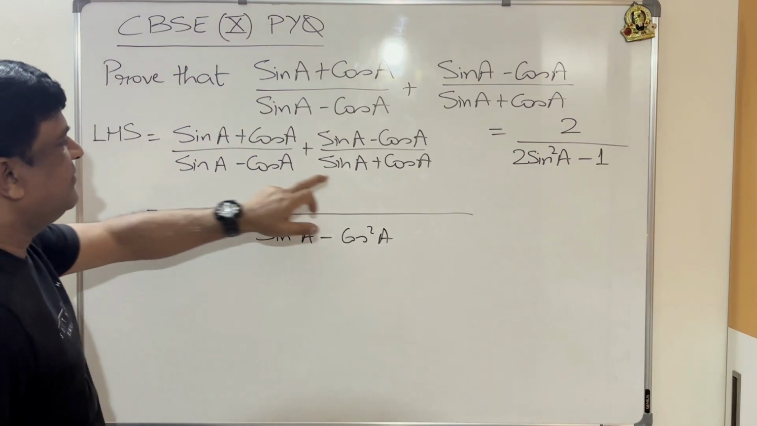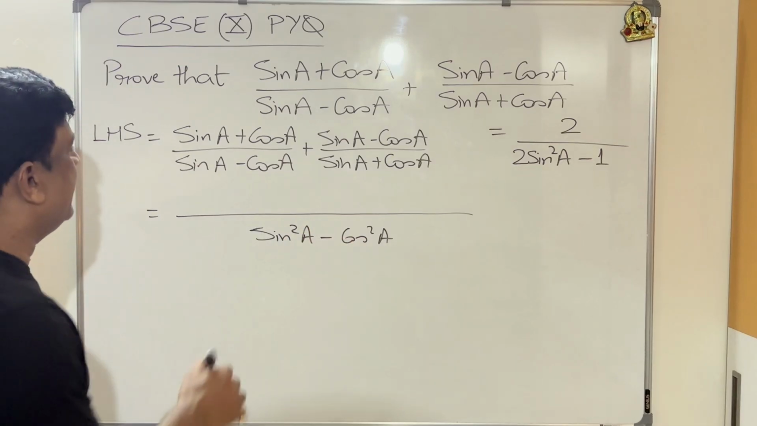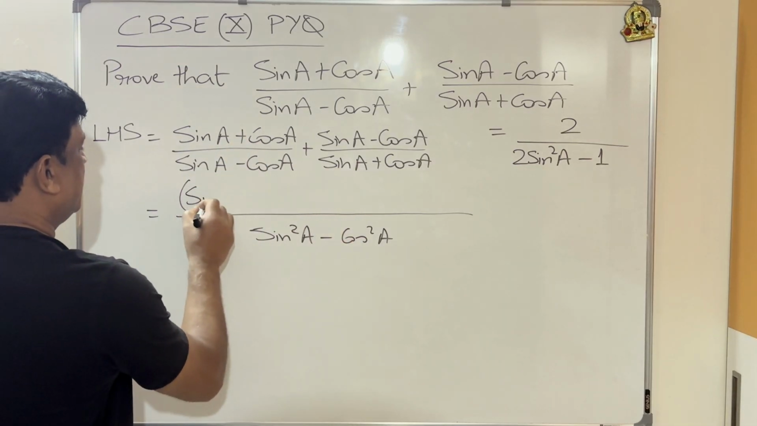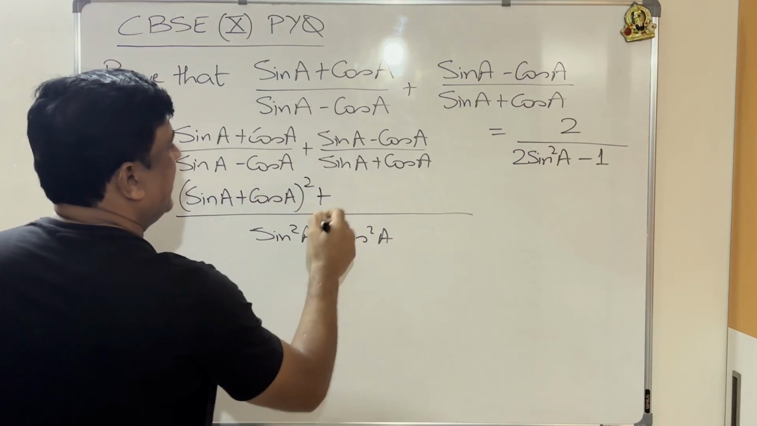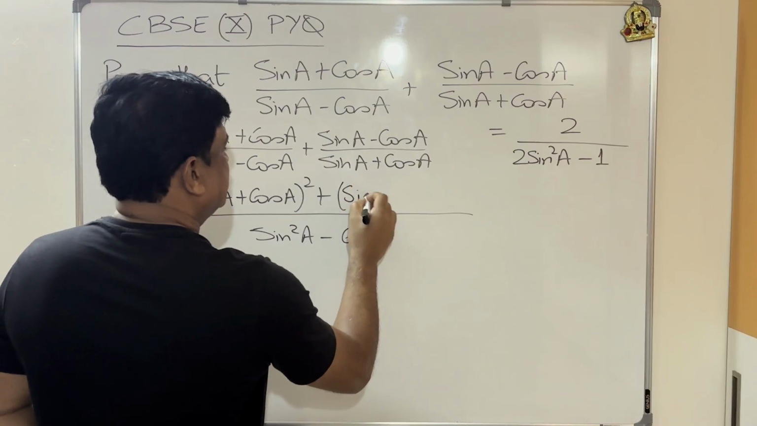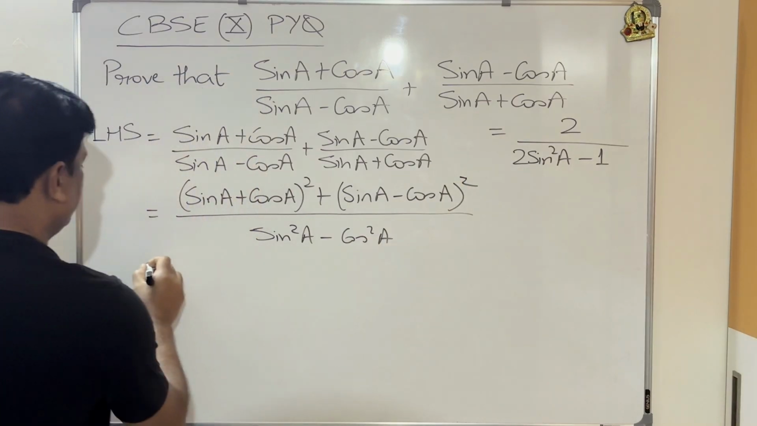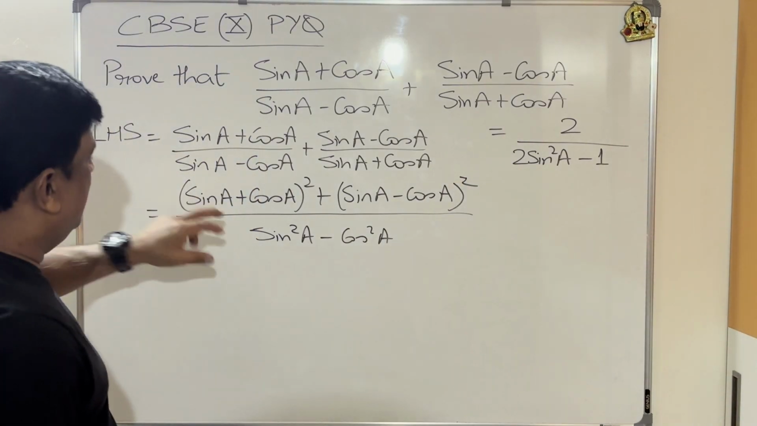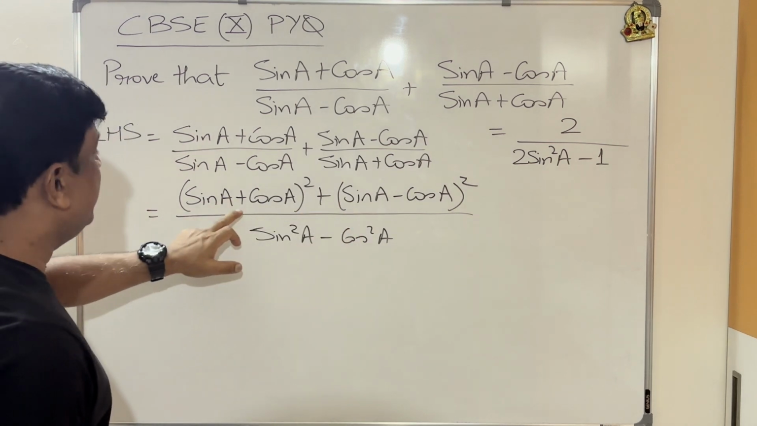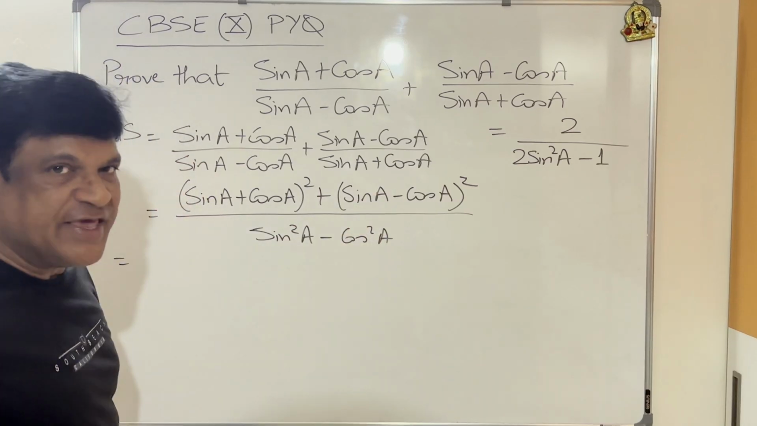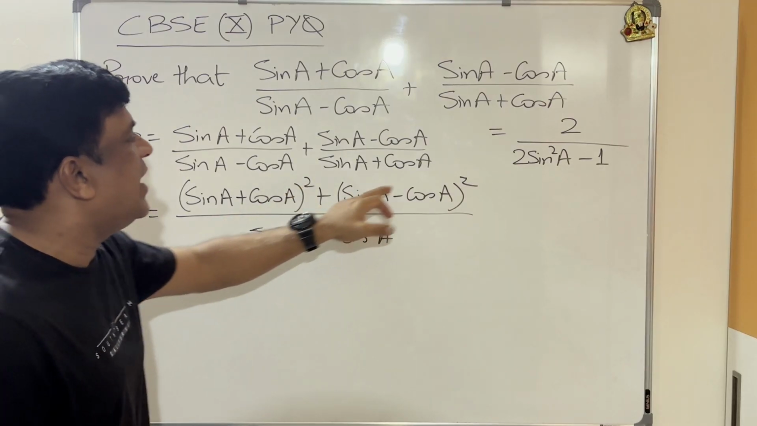Look at it. This is a minus b into a plus b, so it will give you a square minus b square. That's why I've written it directly. So this becomes sine a plus cos a whole square, and this becomes sine a minus cos a whole square. Now you can treat this as a, and you can treat this as b. If this quantity is a and this quantity is b, it gives you a square plus b square.